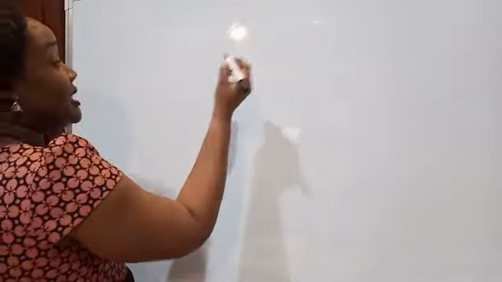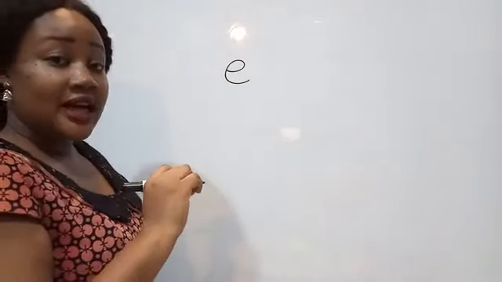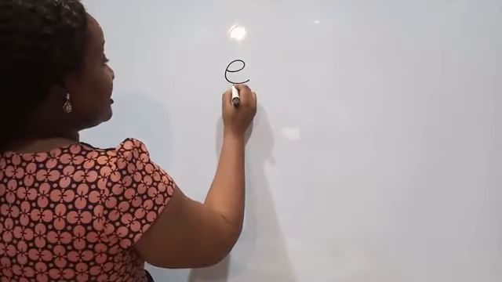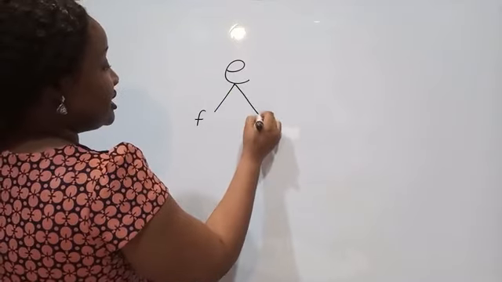If a number is divisible by 2 or more numbers, then the LCM of those numbers is also divisible by those same numbers. Another example: let's say number E has factors F and G.